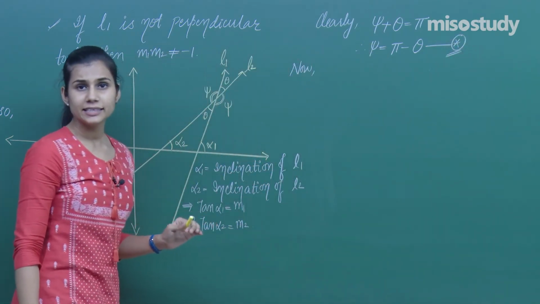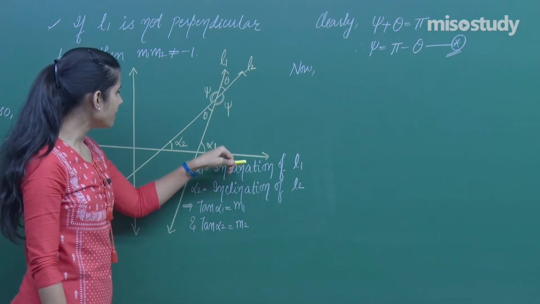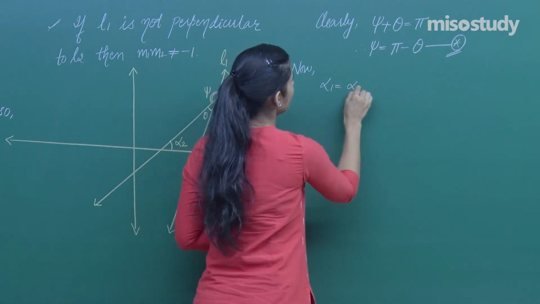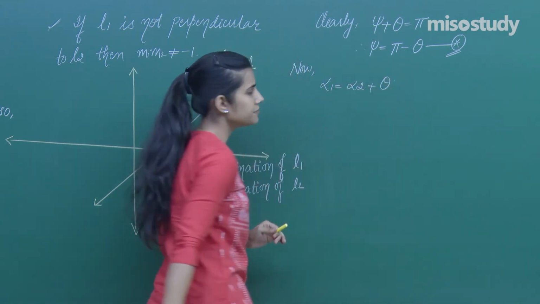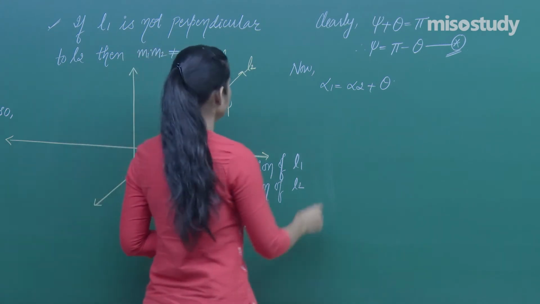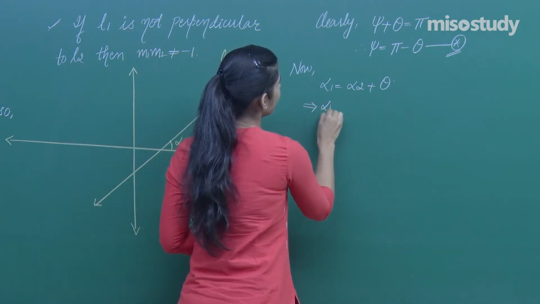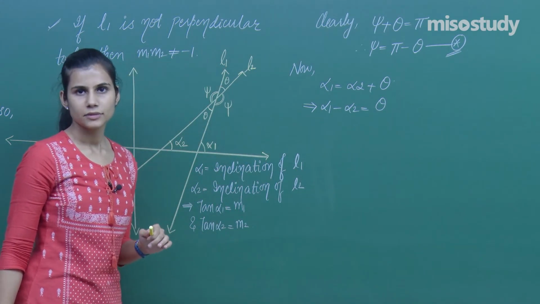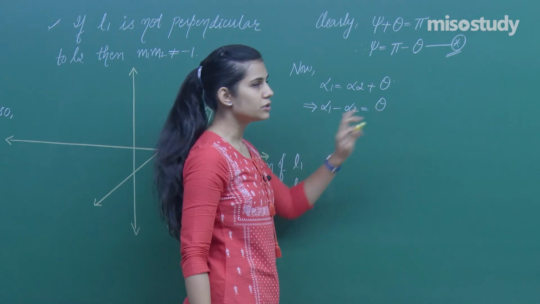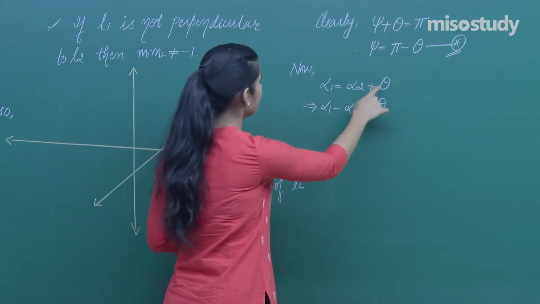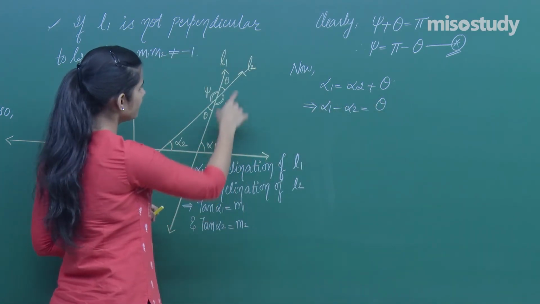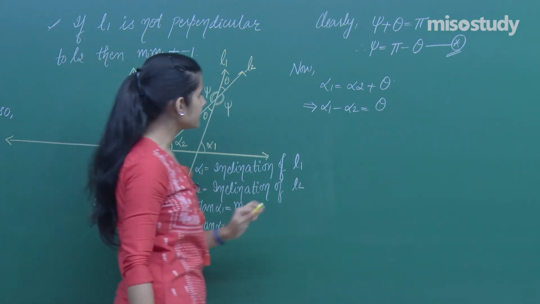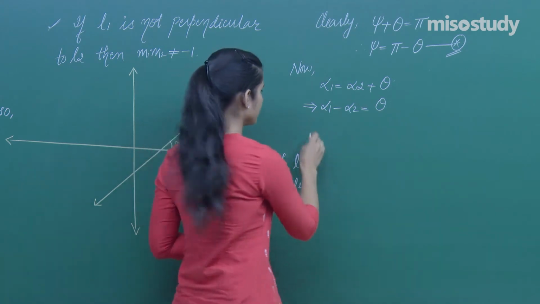If I talk about the exterior angle property, I can see that alpha 1 is equal to alpha 2 plus theta. This means alpha 1 minus alpha 2 is equal to theta. This is line 1, so this is alpha 1, this is line 2, so this is alpha 2. I am saying alpha 1 is alpha 2 plus theta, that means this is the case.